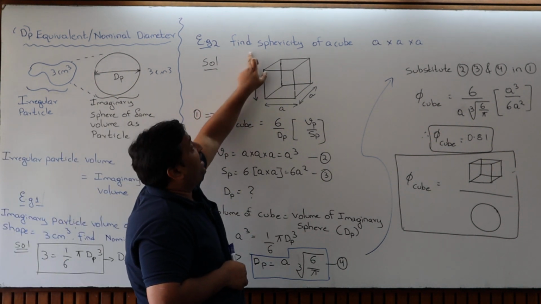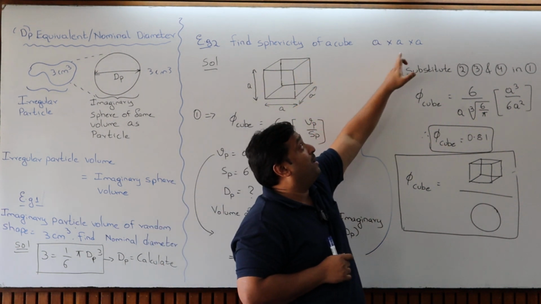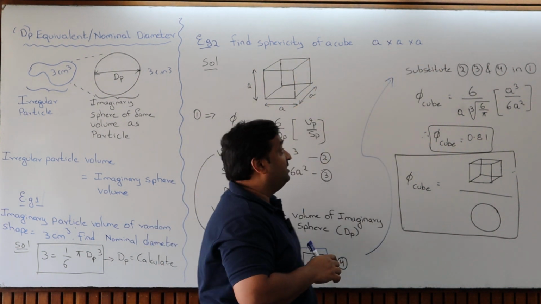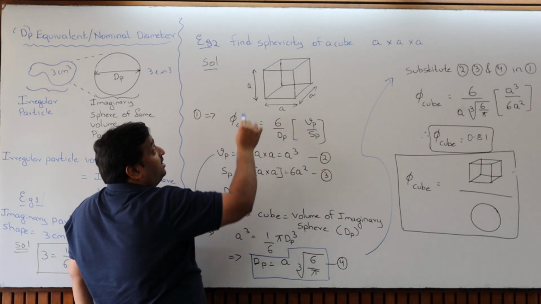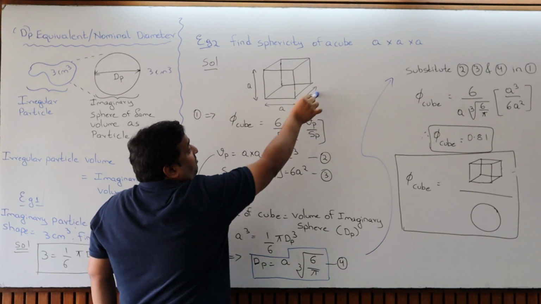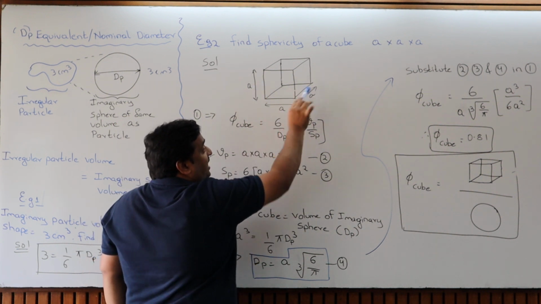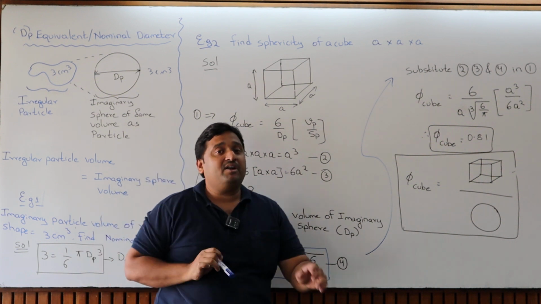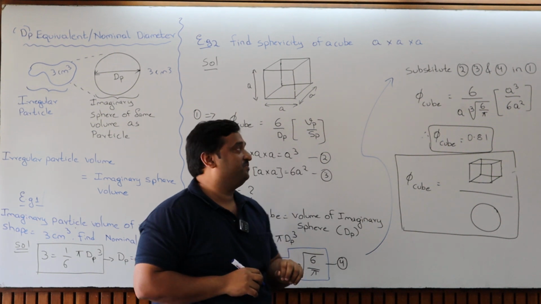Example 2: find the sphericity of a cube of size A by A by A. That means if I construct a cube, each side of the cube is of length A by A by A. Now our question is to find out the sphericity of this particular cube.